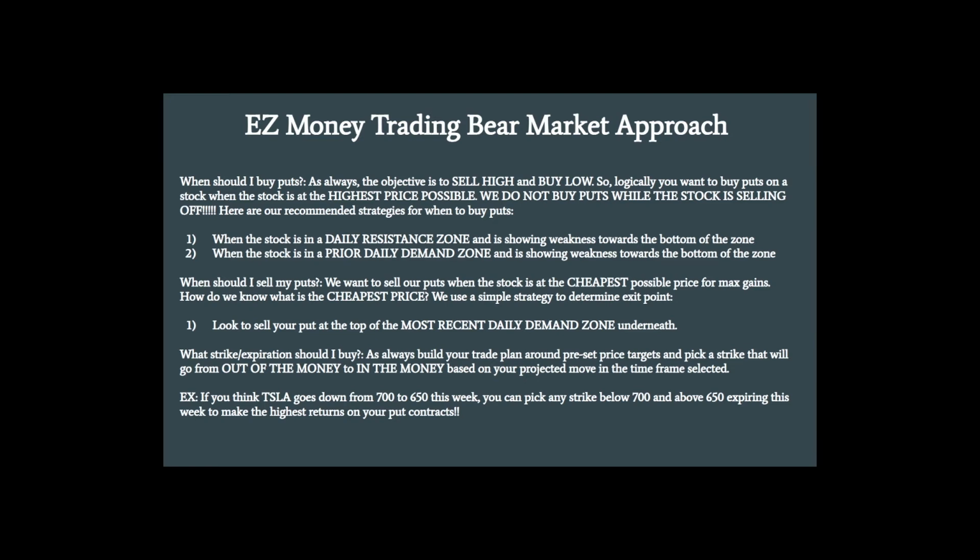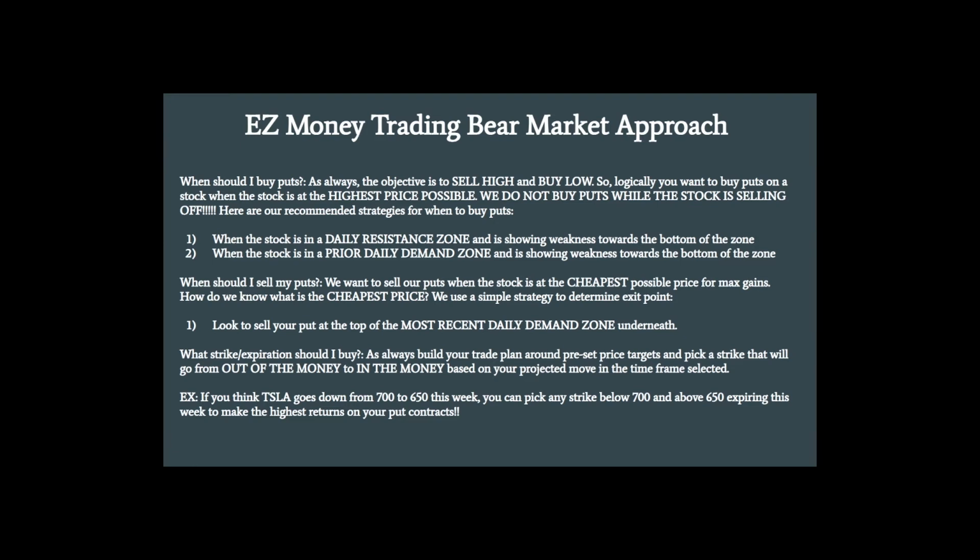So what strike expiration do I buy? As always, you build your trade plan around your preset price targets and pick a strike that will go from out of the money to in the money, like I've explained in previous streams, based on your projected move in your time frame. So if you think Tesla starts out this week at $700 and drops to $650, guess what? You could pick any put strike between $700 and above $650 expiring this week to make the highest possible return, correct? Because it's not going to go below 650.